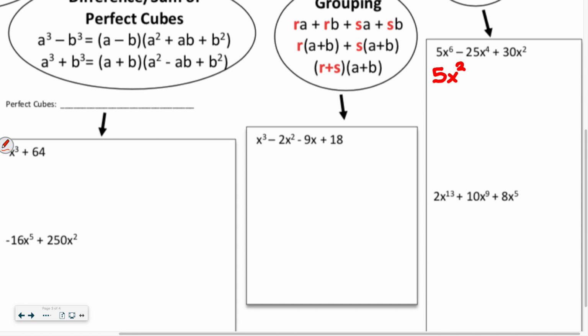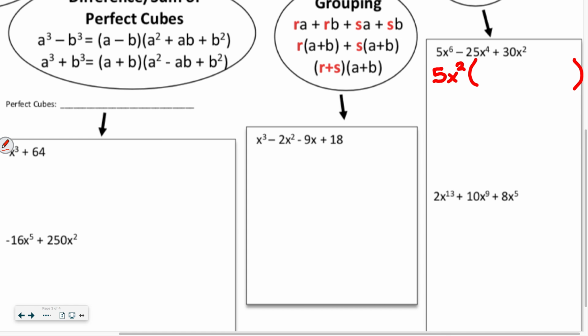Now, can you still factor without doing that first? Yes, but it's not always as easy as if you take the GCF out first. So we're in the business of working smarter, not harder. We're going to factor the GCF out right away. Okay. Then, write what's left over.